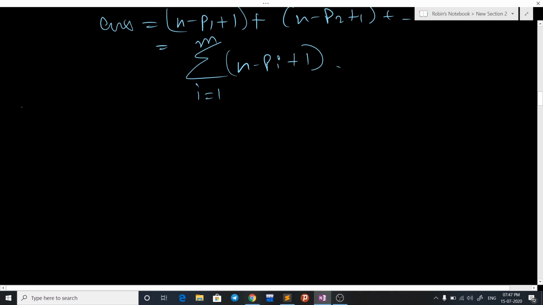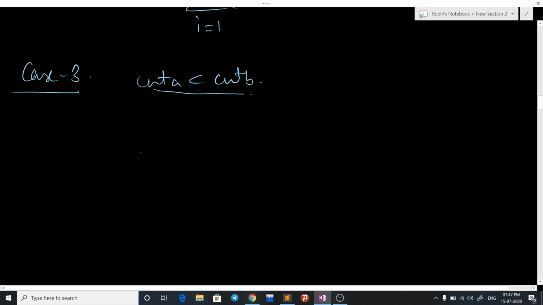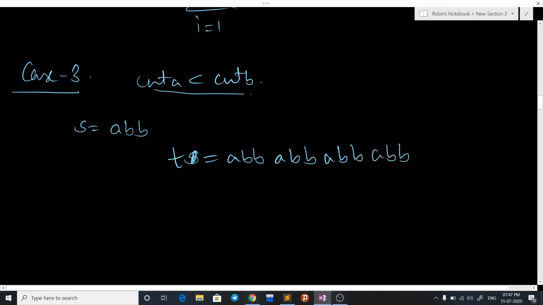Now let's see the third case. So in the third case we will have count A less than count B. Now let's see what happens in this case. So count A is less than count B, so it can be like A, B, B. Now let's see what happens if we take S 2 times, 3 times, 4 times, etc. So S will be A, B, B, sorry, this will be T, A, B, B, A, B, B and A, B, B.